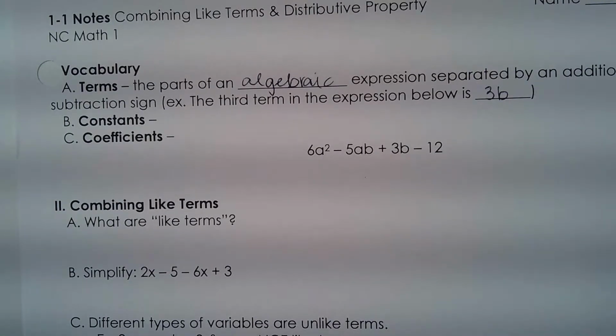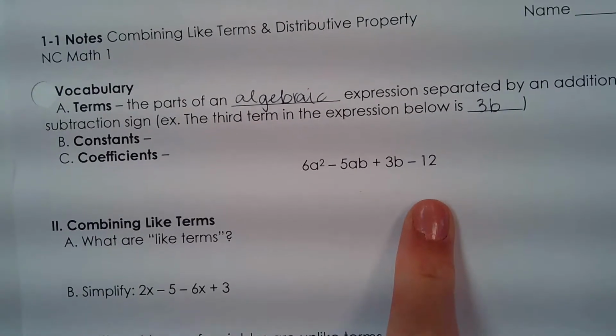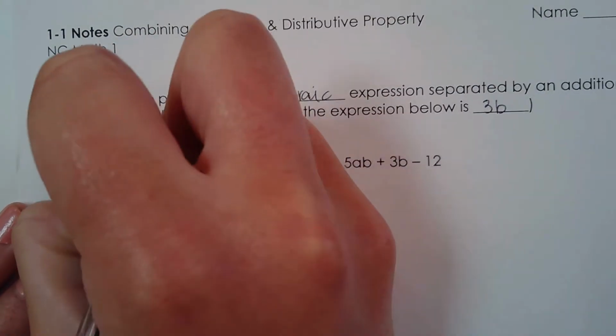Variables. What do the variables mean? Come on, y'all. We are not focused at all. They vary. They change. They're always different. So what of this is going to be constant or doesn't have a variable? Always the same. The 12, right? So constants are just your regular numbers or terms without variables.